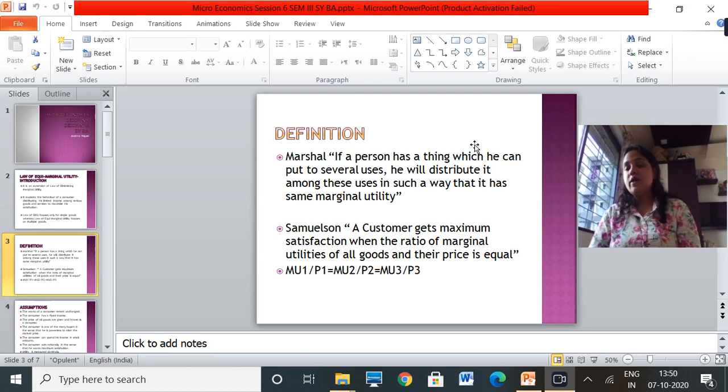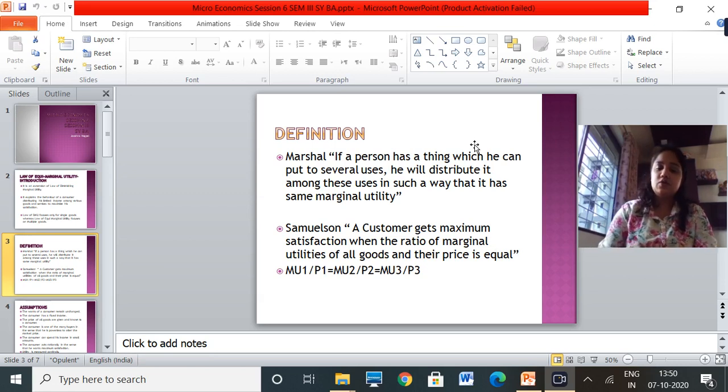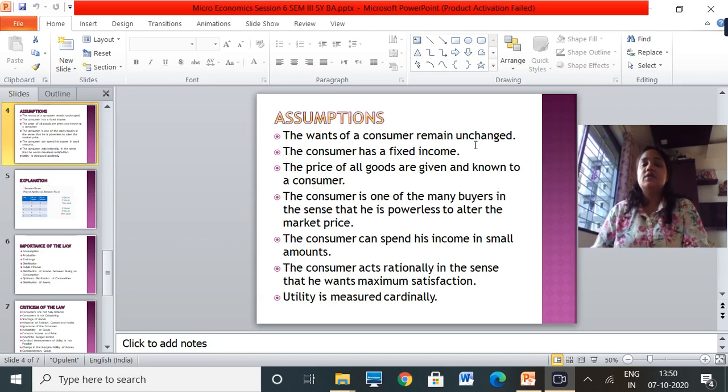We study this law when we are not buying one good, when we are buying multiple goods. In case of the law of DMU, we were buying only one good. That's understandable, but in real life, we do not end up buying one good, we buy multiple goods. Then we studied certain assumptions: the wants of the consumer remain unchanged, his income remains fixed, the prices are known to him, he cannot influence the prices, the consumer has to spend all his income in small amounts, he is rational, and utility can be measured cardinally. These were the assumptions of the law.